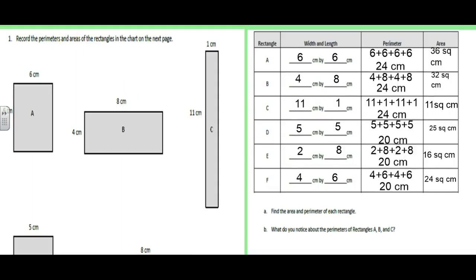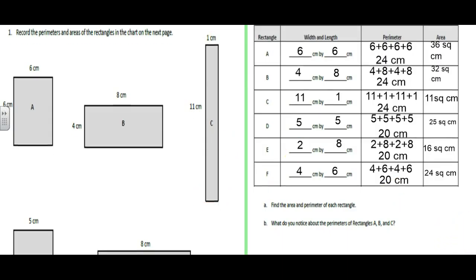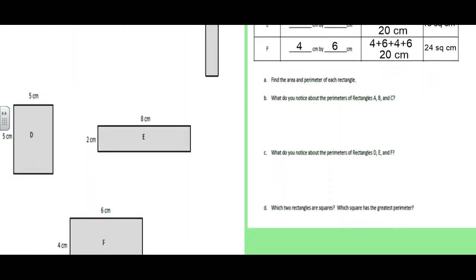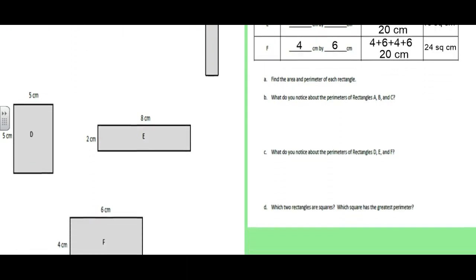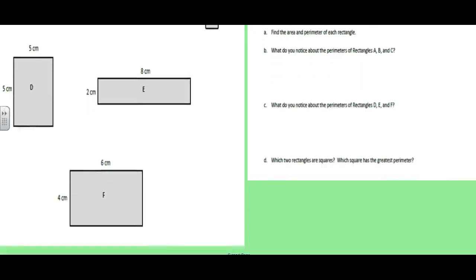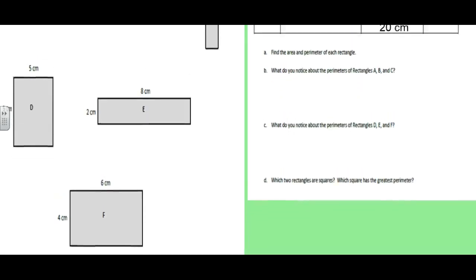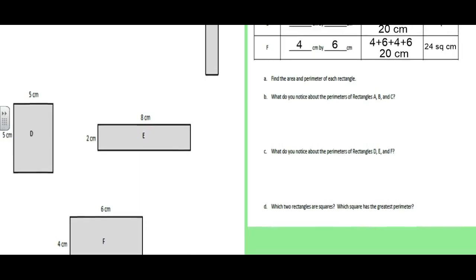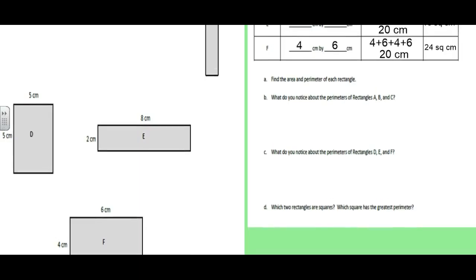Now your chart should look just like mine. All you have to do now is answer questions B, C, and D, and they're pretty easy questions. I'm going to let you answer those questions, and then push play to check them once you have answered them, and then we'll be ready to move on to the exit ticket. This lesson was pretty short. So answer questions B, C, and D, and push play when you're ready to check them.